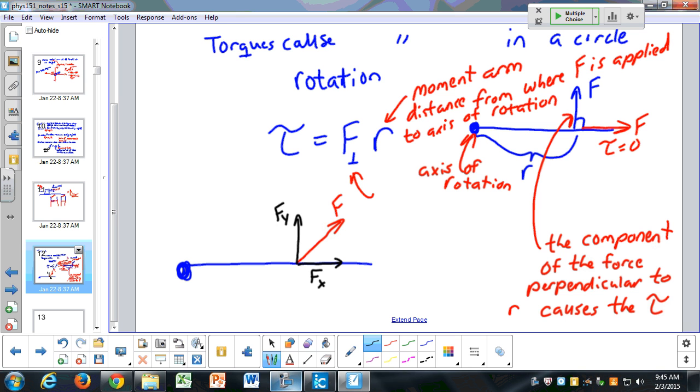Fy. That's the component that is perpendicular, that's what this little symbol means, perpendicular to the moment arm. So Fy here is the only part of the force that causes rotation. Which is why when we're trying to open a door, we don't push on it like this from the end, because that doesn't do anything to the door. It doesn't cause it to rotate at all.